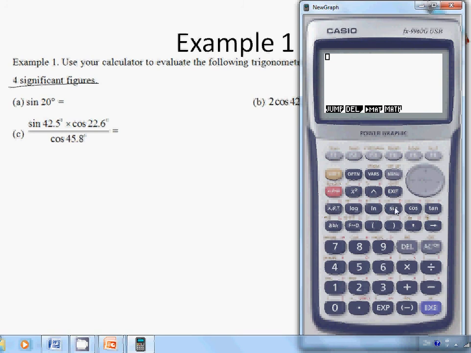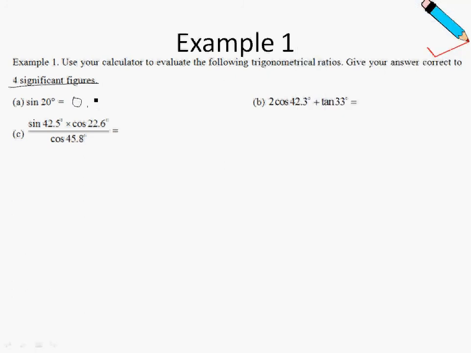The sine button is located over here on your calculator. Press sine, open brackets, 20 degrees. Just ensure that your calculator is in the degree mode, and press equals. Judging from the value of the calculator, it's 0.3420. I'll just write it over here, 0.3420, to 4 significant figures.